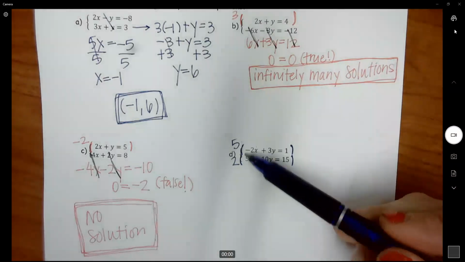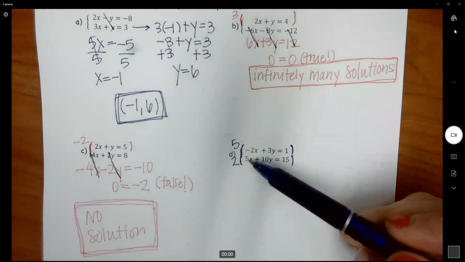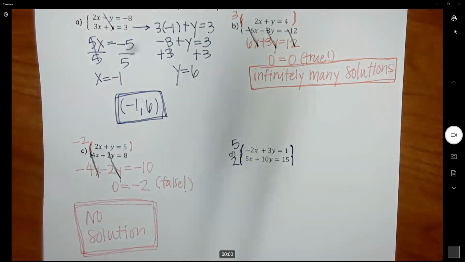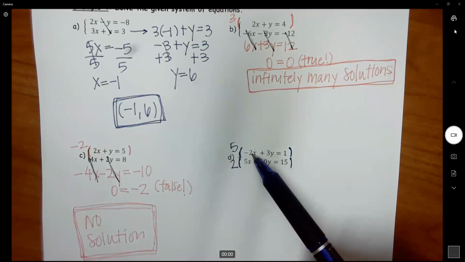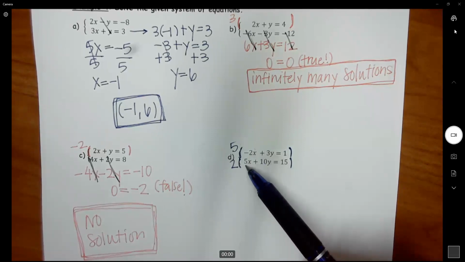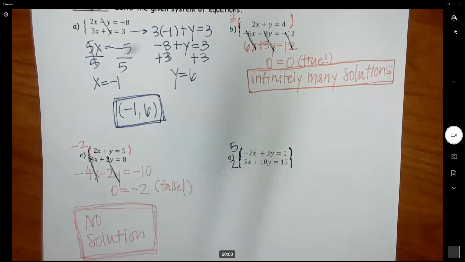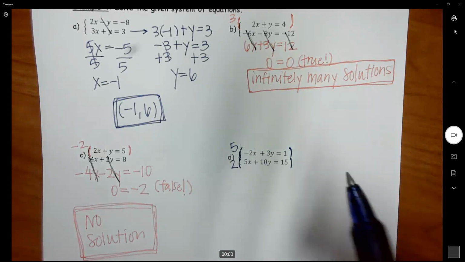I'm just picking something that I know I can multiply these two numbers by and get them to the same number. We could have also done 20. You could have multiplied 2 by 10 and 5 by 4 to get them to be 20x. It doesn't matter, just get them to multiply to the same number so they can eliminate.